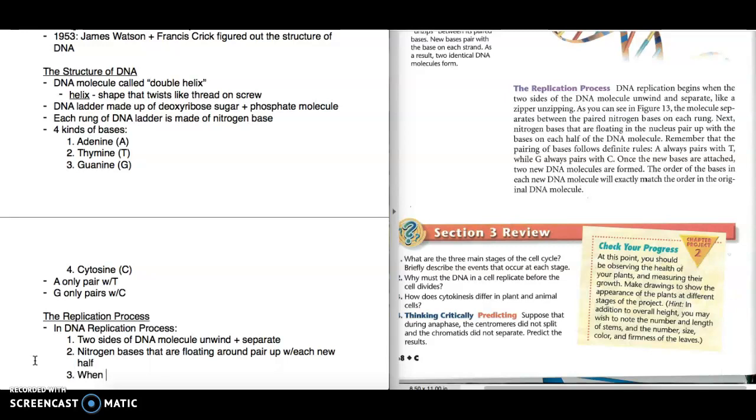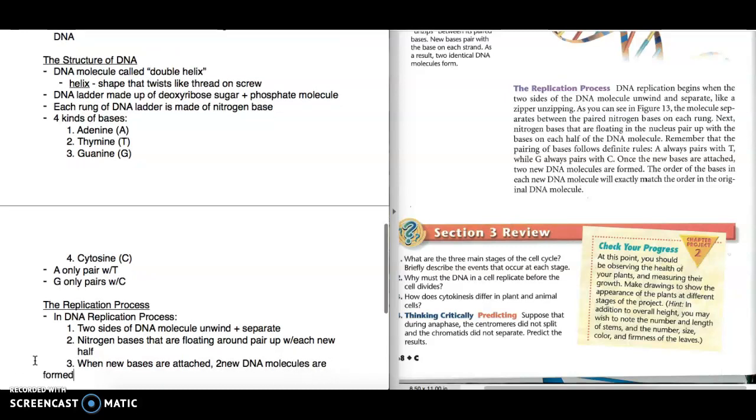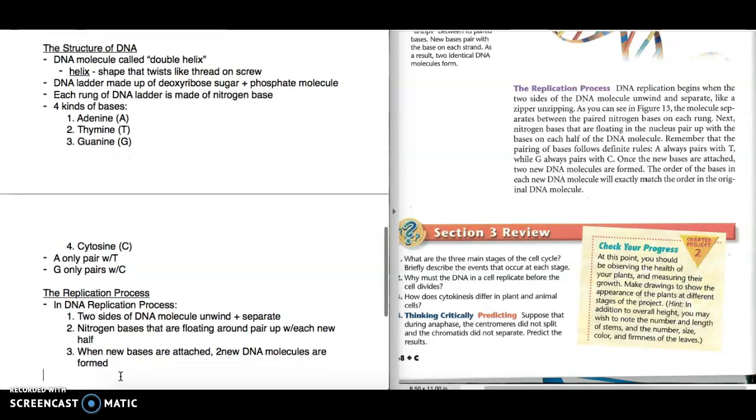The third thing I see is that when new bases are attached, this is sort of wrapping it up and putting a nice bow on it, 2 new molecules are formed. And that is the end of the replication process. So we were able to take that section and break it down into 3 simple stages.